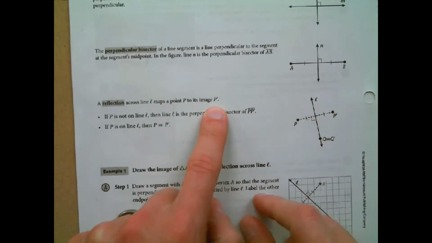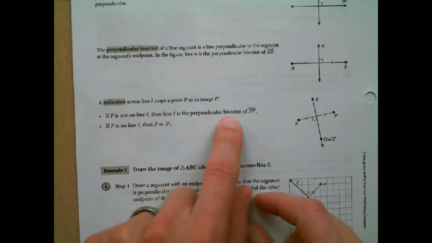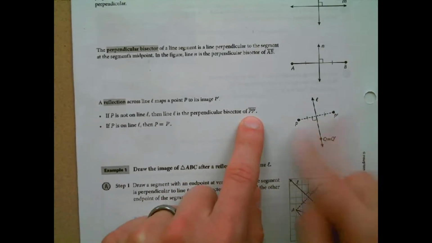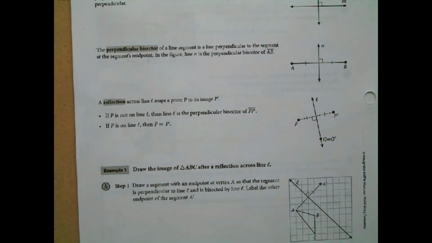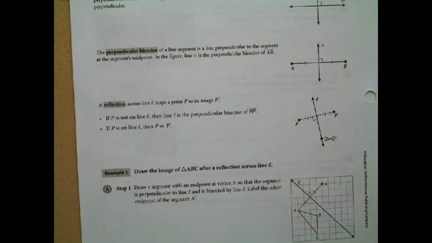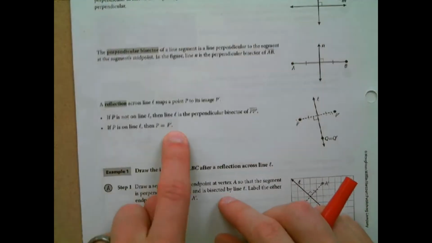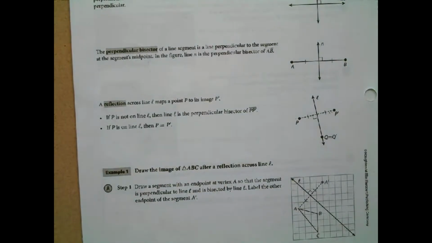If P is not on line L, then line L is the perpendicular bisector of segment PP prime. That's how we know we've reflected correctly: if that line of reflection is perpendicular and bisects the segment joining P and its image. There's no other point we could draw that would create a perpendicular bisector with that point P for the reflection line L. If P is on line L, then P is P prime. So there's that question again that I asked Marex and Katie: their point doesn't move. It's on the line of reflection.